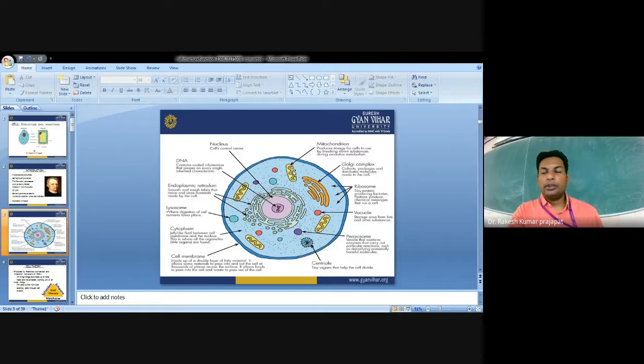Smooth endoplasmic reticulum and rough endoplasmic reticulum. This endoplasmic reticulum helps in protein synthesis, packaging, vesicles, storage, and sorting. Lysosomes are where digestion of the cell nutrients takes place.